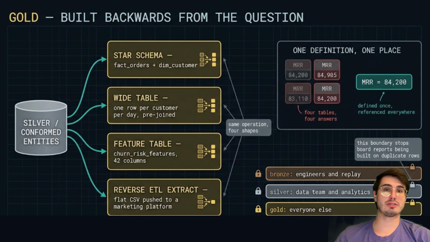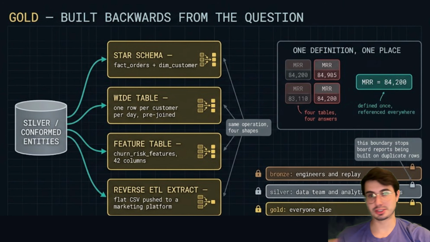And this is the layer where you finally encode the definitions. So monthly recurring revenue, active user, attributed conversion. Each one of those needs to exist in exactly one place. And if MRR is computed in 4 different gold tables, you'll have 4 MRR numbers, and they will disagree during the one meeting where it's going to end up mattering most.